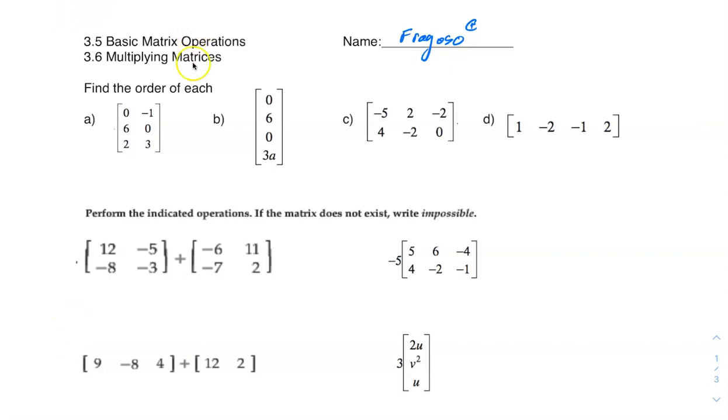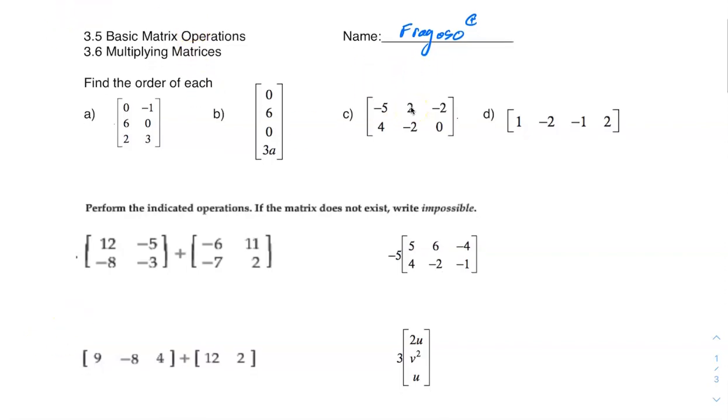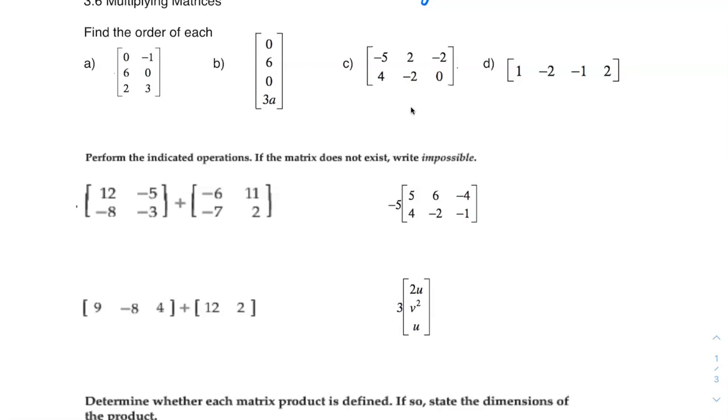Basic matrix operations and multiplying matrices. Let's go through this worksheet. So find the order of each. Remember, order just means row by column. So what's the order of this guy? Row by column.